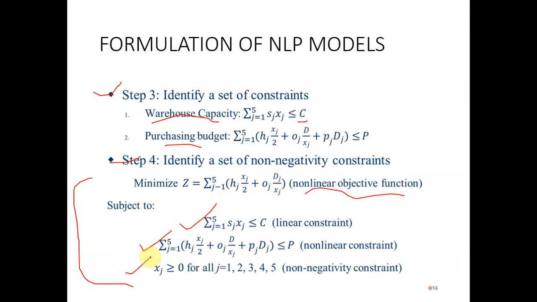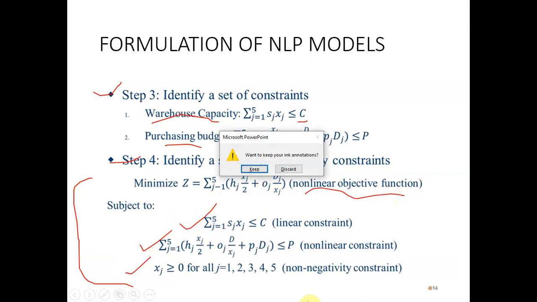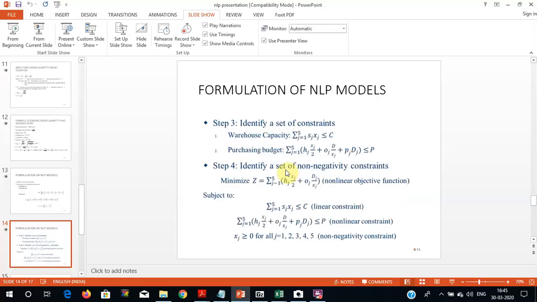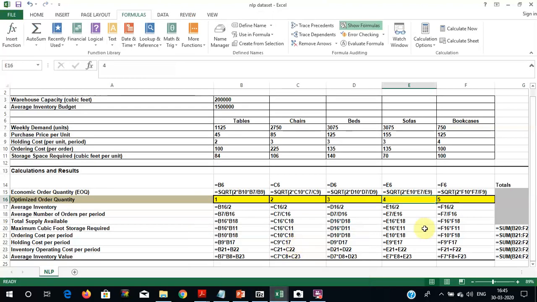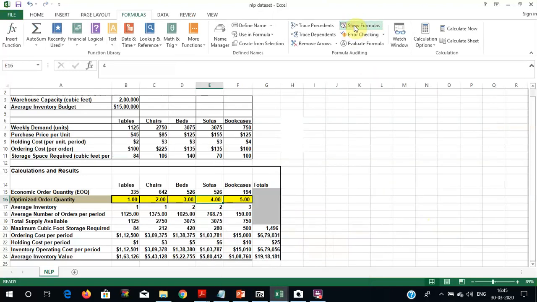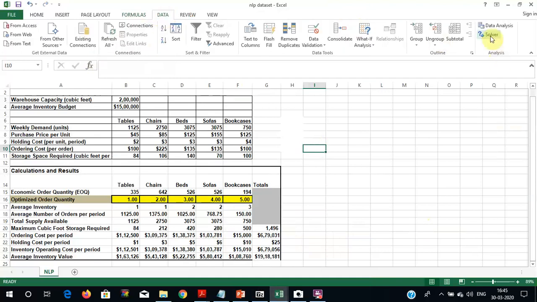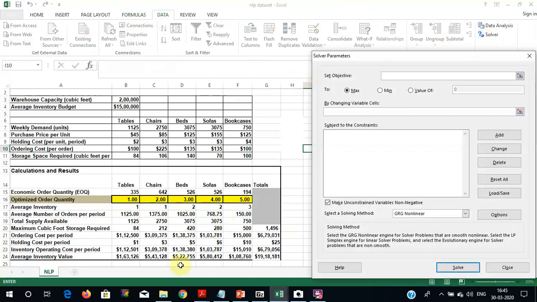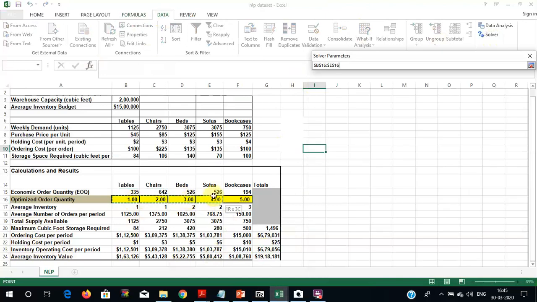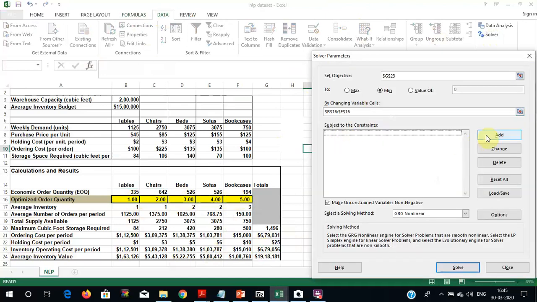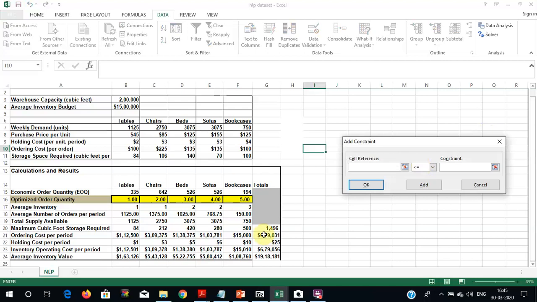So let's go back to Excel and see if we can solve it. I go to Data, Solver. Let's see what I want to minimize. I have calculated the inventory operating cost. This is what I want to minimize by changing the variable cells, subject to constraints. I'm saying my total maximum cubic storage space is less than or equal to the limit.